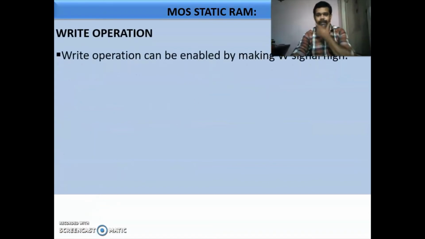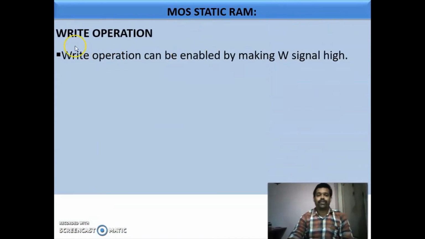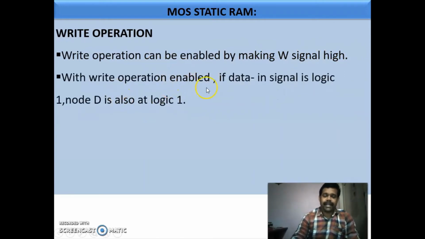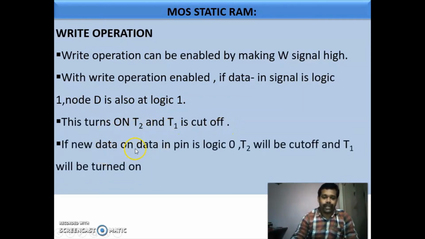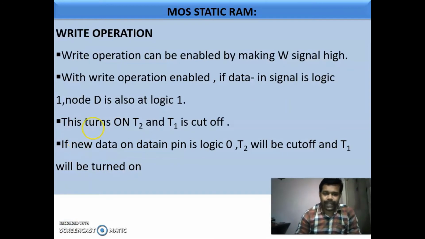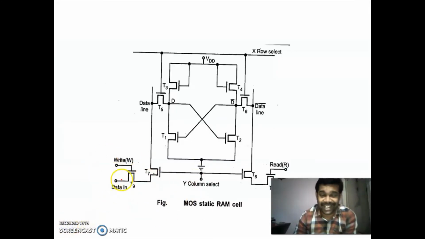Now how do we perform the write operation? To write, we make the W signal high. With write enabled, if the data in signal is logic 1, the node D is also logic 1. This turns on T2 and T1 is cut off. If the new data on the data in pin is logic 0, T2 will be cut off and T1 will be turned on. I will explain this clearly with the figure.